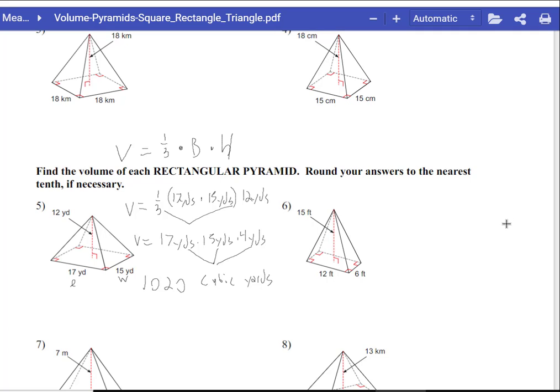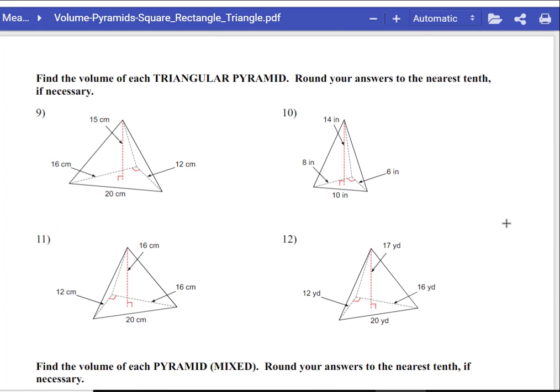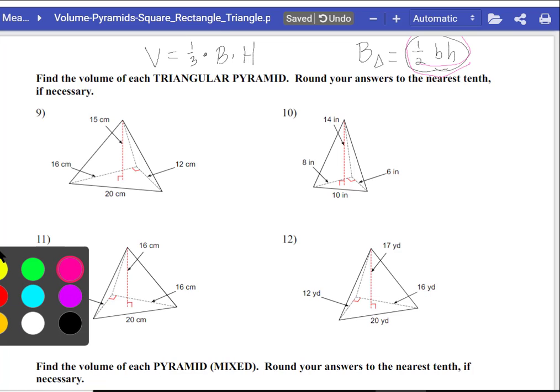Let's go on to triangles. All right, so here we go. With the triangle, once again, the volume is equal to 1/3 the area of the base times the height of the pyramid. Now the area of the triangle is 1/2 base times height. So we have to figure out what this is first. Let's make it hot pink right here. What's in hot pink? How do we figure that out?